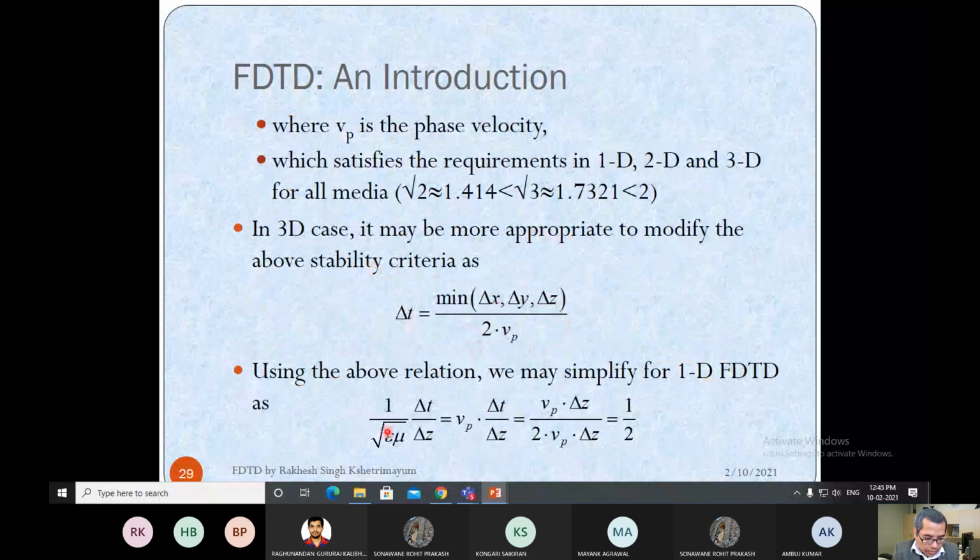For the 1D case, I told you at the beginning, the constant in front of the magnetic field was 1 by square root of mu epsilon, delta t by delta z. What is delta t by delta z? What is delta t? Delta t is delta z by 2 times the phase velocity. So finally, it turns out to be simply half. This term in front of the magnetic field will become simply half.